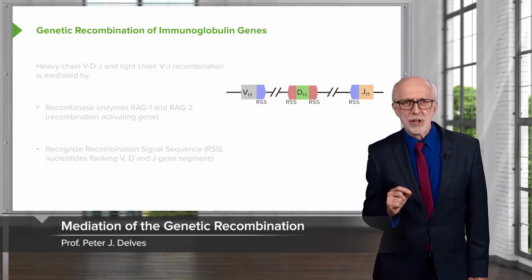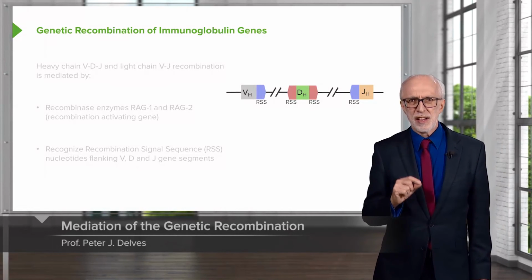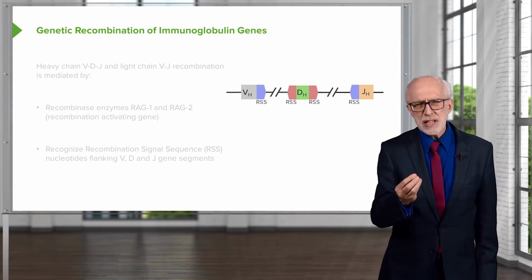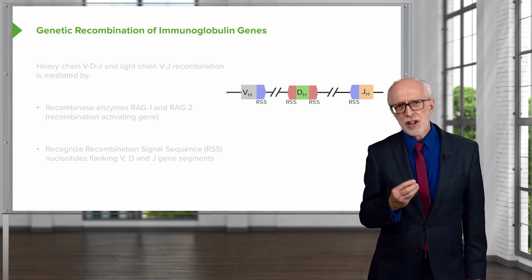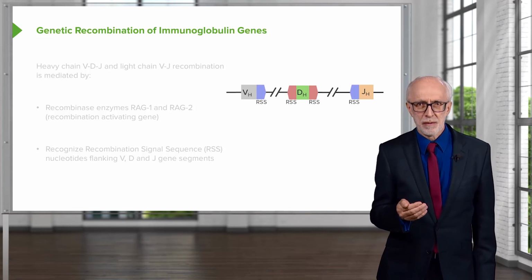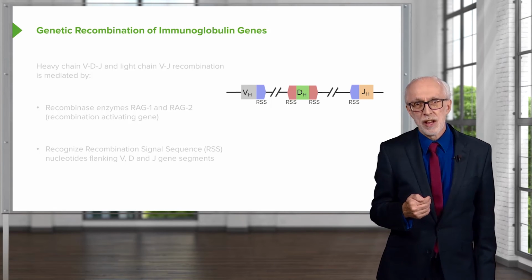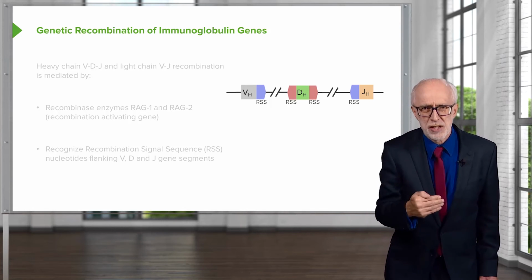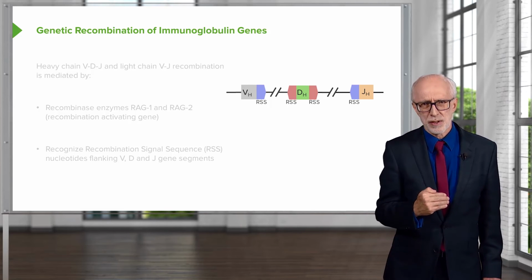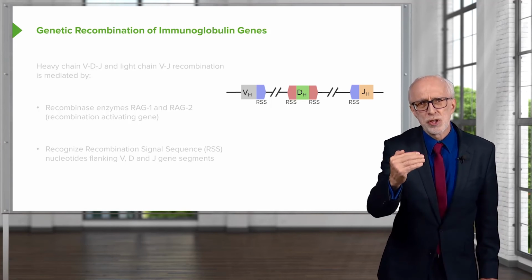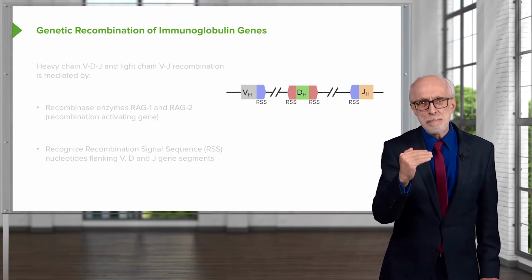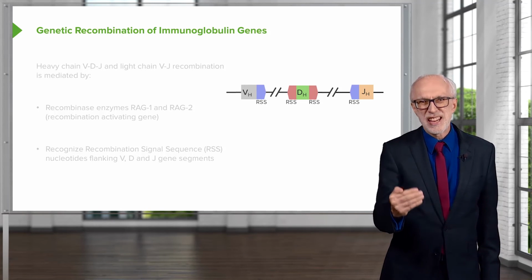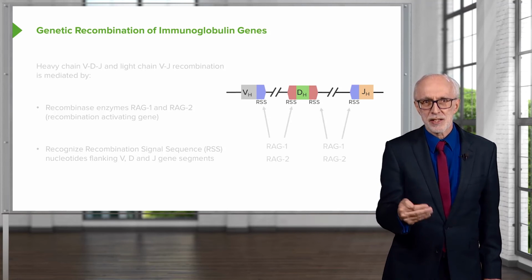Let's take a few moments to look in a little bit more detail at how this genetic recombination process actually is mediated. It requires two things. It requires a number of different enzymes that catalyze the recombination process, but it also requires recognition sequences for these enzymes. In other words, substrates for these enzymes that are within the DNA sequence. They're not in the part of the DNA that encodes the protein, but they lie immediately adjacent to that part. And they're called recombination signal sequences, or RSS.